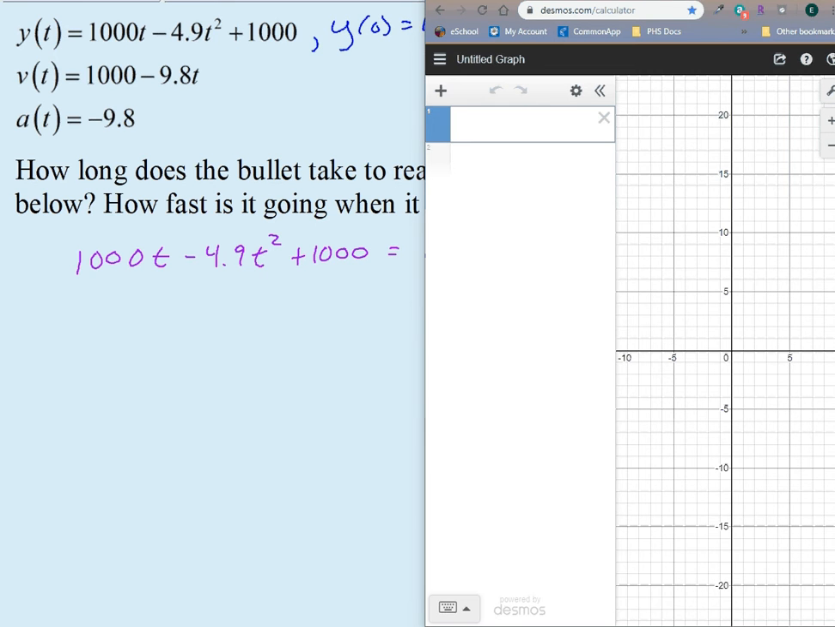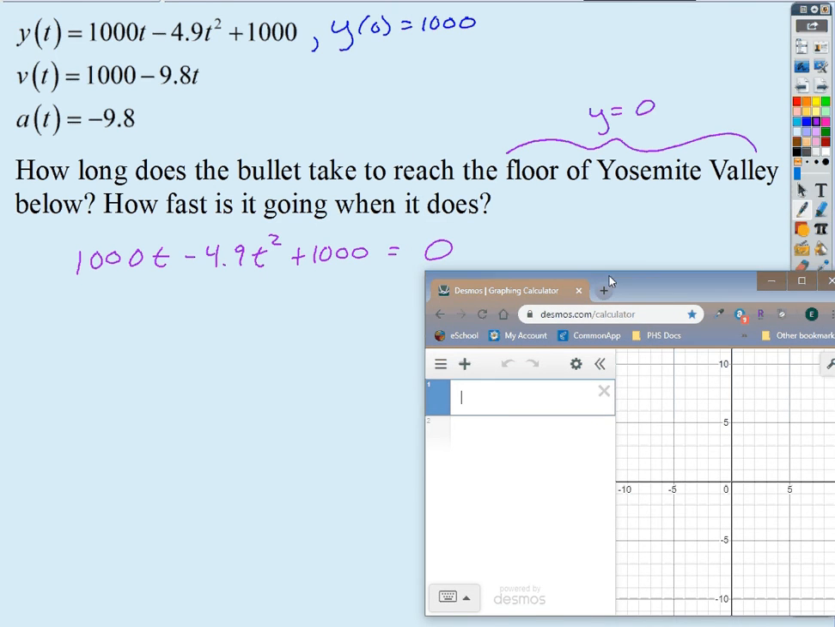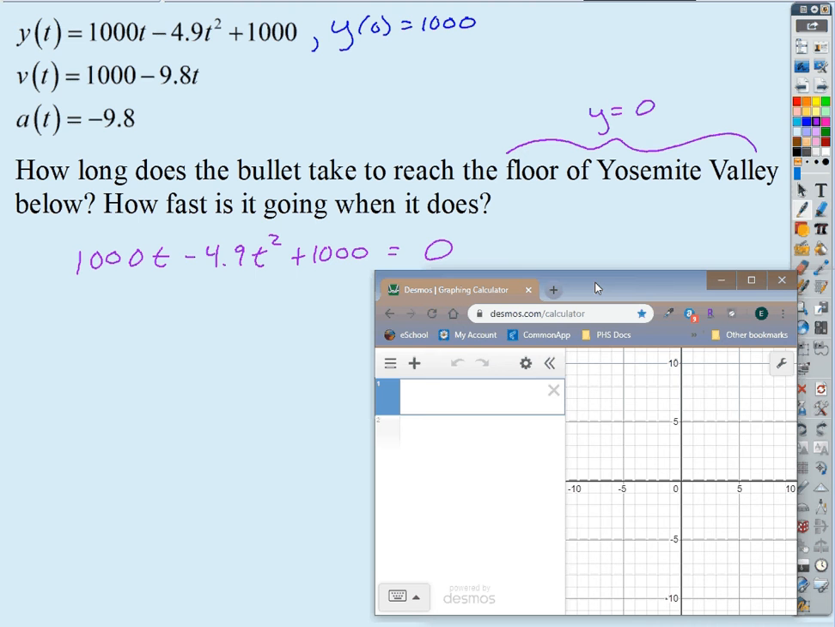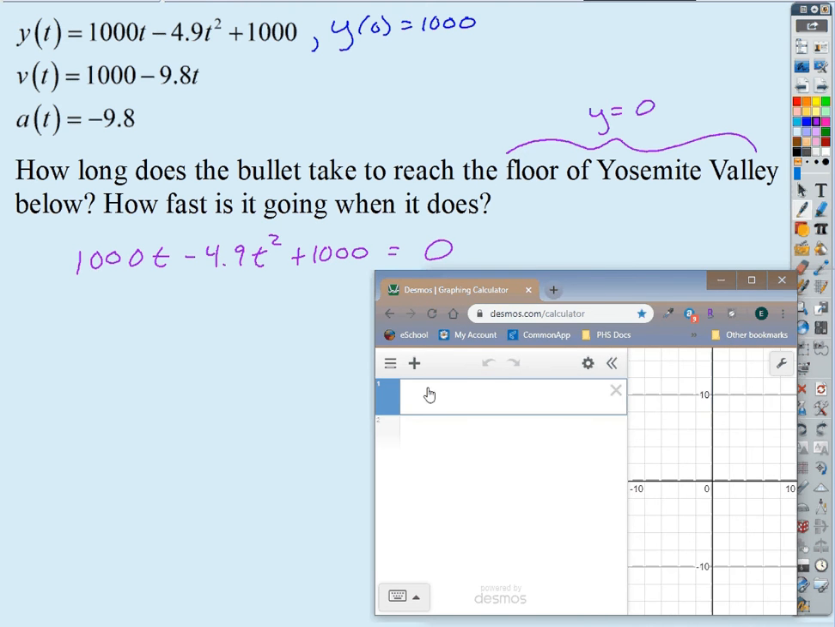So there's the function, there's the equation we're solving, right? Our really quick and easy numerical way to solve equations graphically is just graph the left side of the equation, graph the right side, and set them equal. In this case, we don't even need to graph the right side. Y equals 0 is just the x-axis, right? So we'll graph y equals 1000 t minus 4.9 t squared plus 7000.